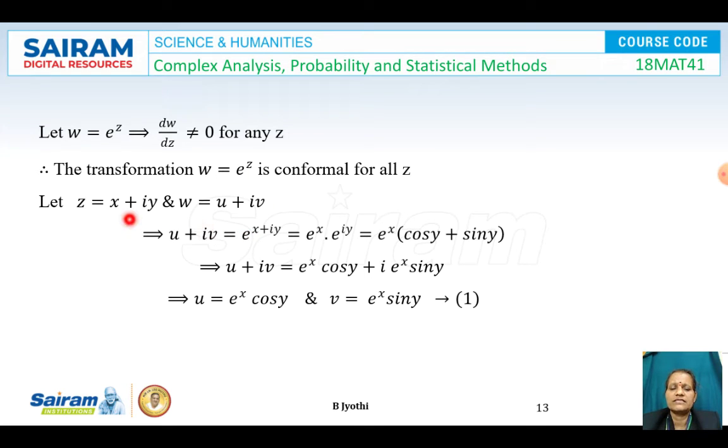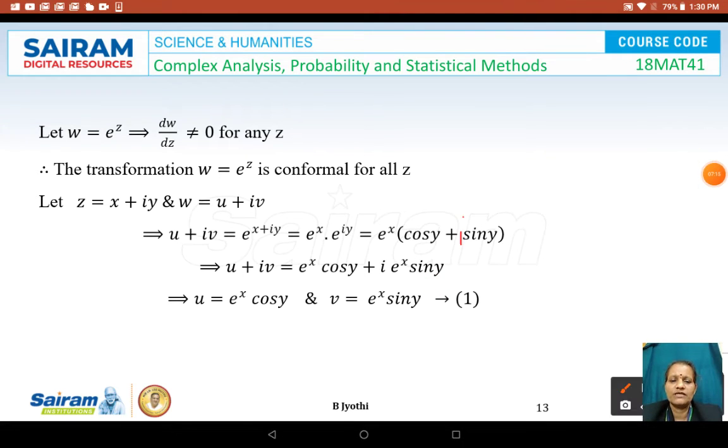Now let's consider z is equal to x plus iy and w is equal to u plus iv. Therefore, u plus iv will be equal to e to the power of x plus iy, that is e power x into e power iy, or e power x into (cos y plus i sin y). Therefore, u plus iv will be e power x cos y plus i into e power x sin y, or u is equal to e power x cos y and v is equal to e power x sin y. Let us call this equation number 1.